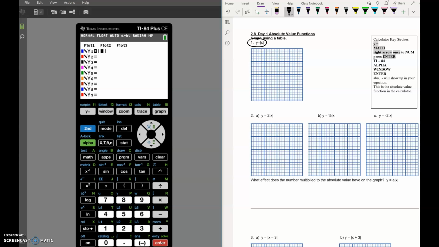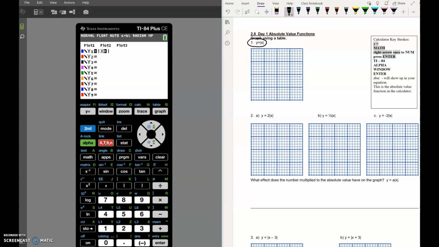X. A lot of you might see that there's letters all over this thing. We do not need to push the alpha button to get X. There's a special button for X. It's right next to the alpha button. It says X, T, theta, N. That's your X button. That's the button that you use to enter X into an equation.